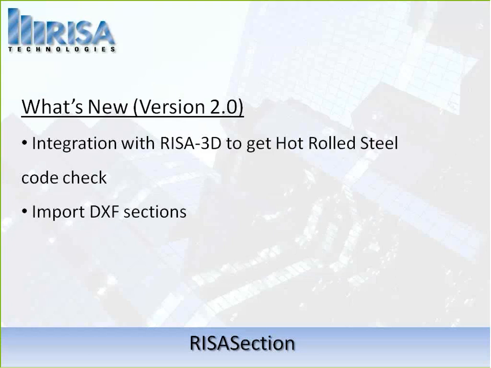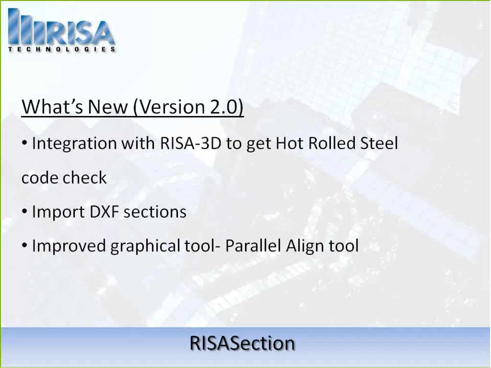The other thing is importing DXF sections. We can build any type of section property, any shape, any geometry in RISASection. But one of the nice things is if you already have it drawn in your AutoCAD or in any of your drafting software, you can save it as a DXF section there and just import it directly into RISASection. We'll go through the process of how that works, and we'll see some of the ways you want to do that. The other thing is we improved some of the graphical tools. You'll see we have a tool called a parallel align tool. It's a great way to snap things together, and I think you'll see how that becomes really helpful when we're doing composite shapes.